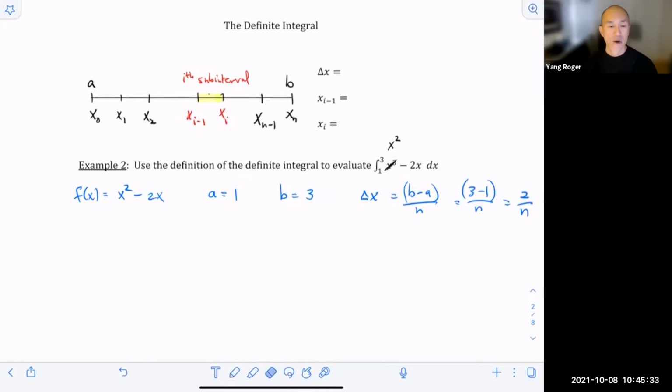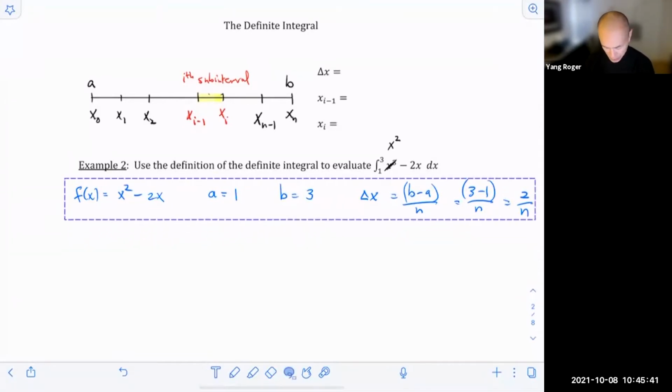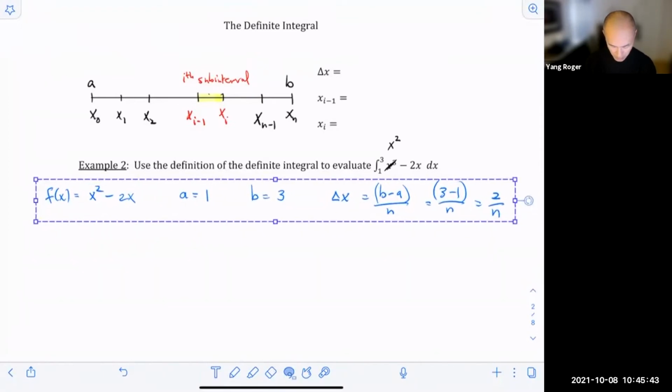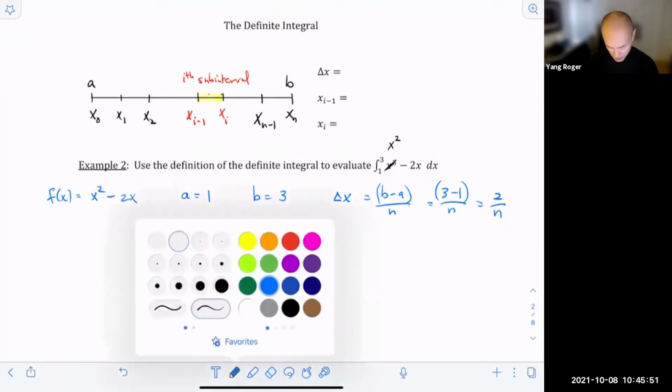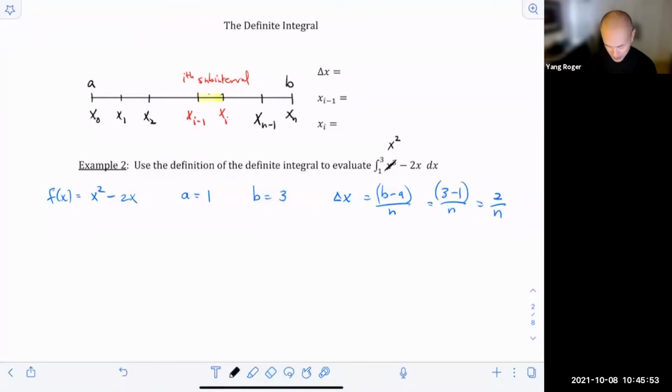Are there any questions about that? Because we really need to find delta x always. Maybe I should have told you earlier, I said this when we did the 4.1 section, but this was b minus a over n.